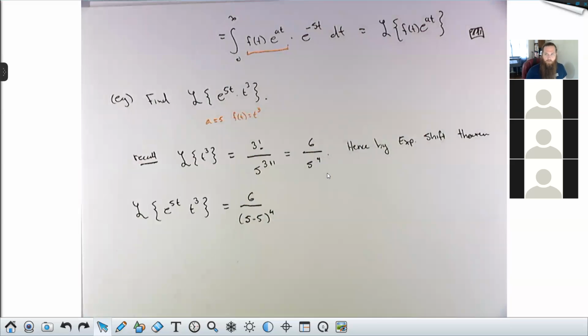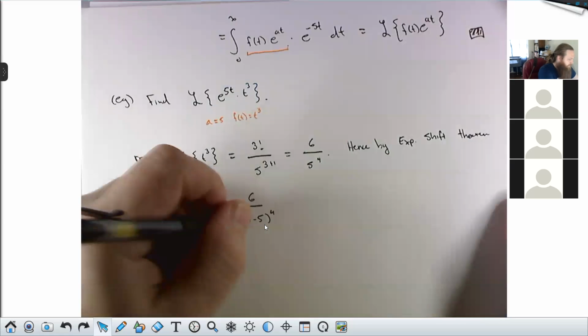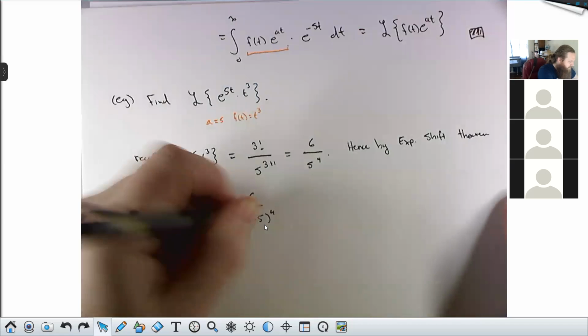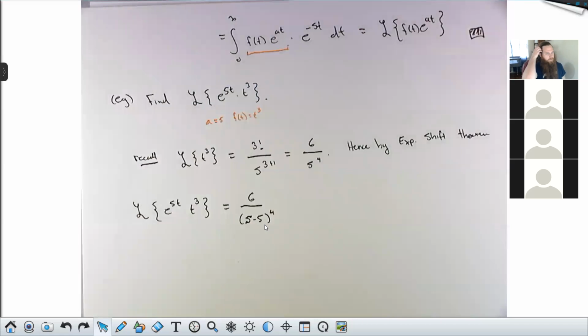So you can get new Laplace transforms. If you know the Laplace transform of little f, then you can get the Laplace transform of an exponential times little f just by shifting the Laplace transform. Let me try to make this a little more clear. This is the s. Sorry for the s's and the 5s. Okay, this is a 5 here.